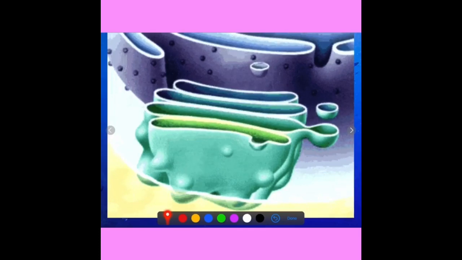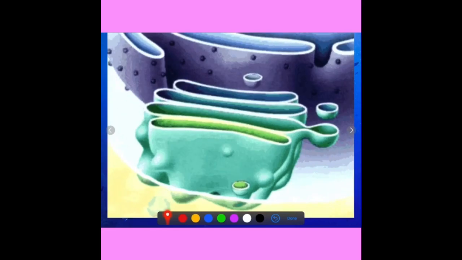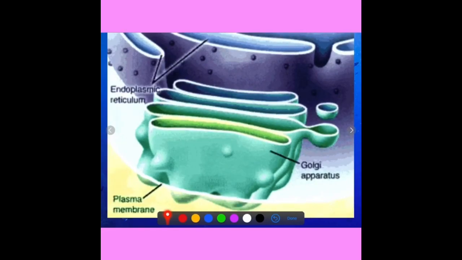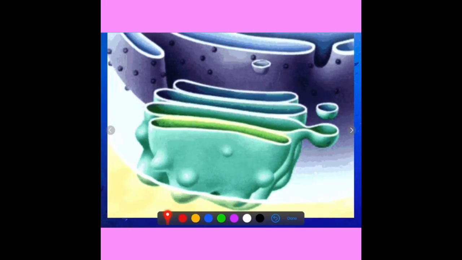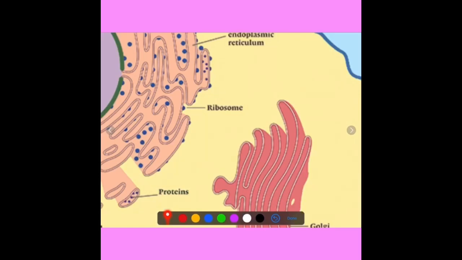Storage, then modification, and this is how the vesicle is formed. Storage, modification and packaging. This is how small vesicles are formed by the Golgi apparatus. You can have a watch: storage, modification and then packing. You can have a look here. You should try to draw these diagrams.